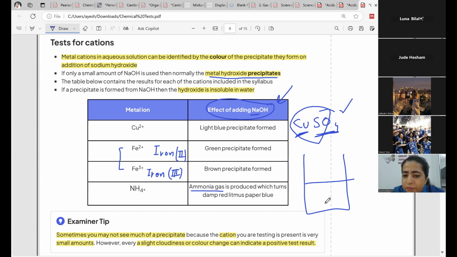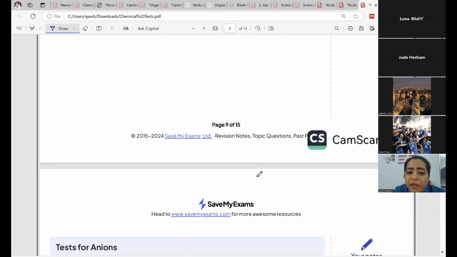Miss, my question is that the testing of cation and anion are the same? Like we're going to do the same, or is there some difference? Not the same. For the cation, we are adding sodium hydroxide. For the anion, it's different. So let's move towards the anion.